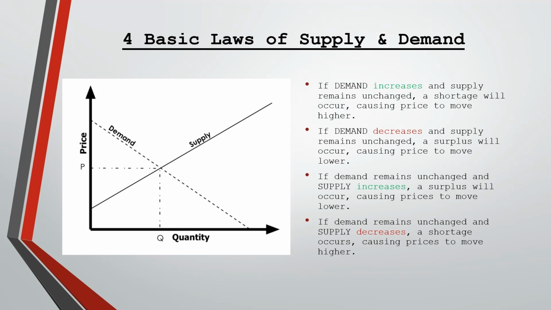And step number 4 is if demand remains unchanged and supply decreases, a shortage occurs, causing prices to move higher. Like I said, if we have a shortage, prices are going to move higher because we have a demand and we have less supply than we have demand. And this all follows along with this chart. This is just economics 101.